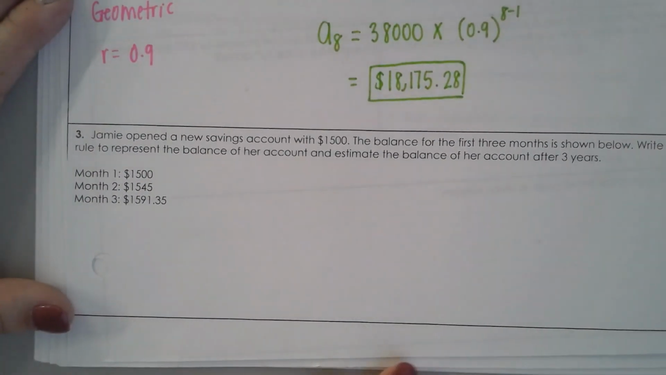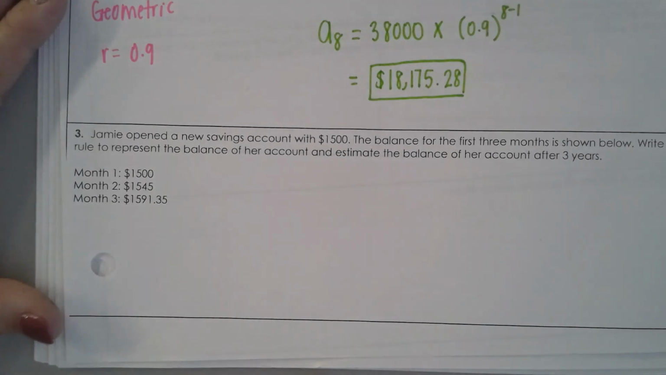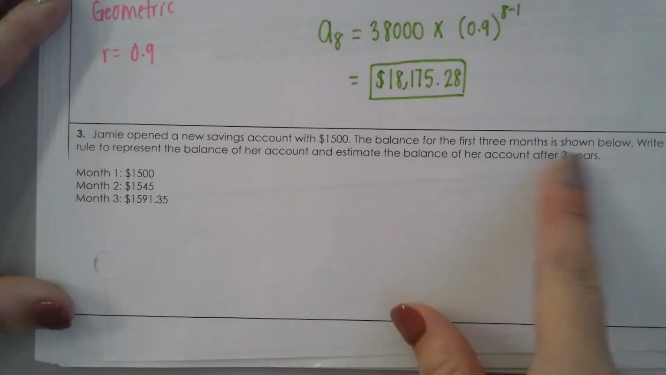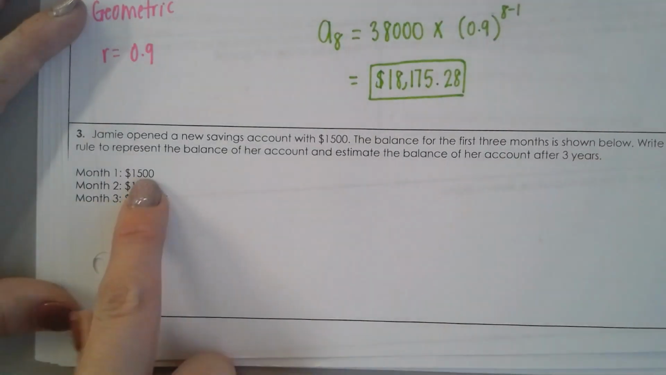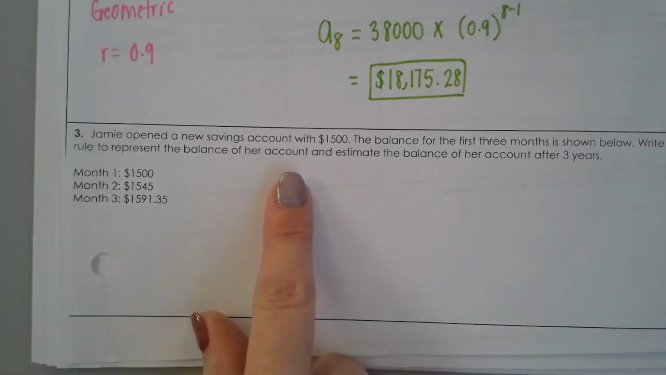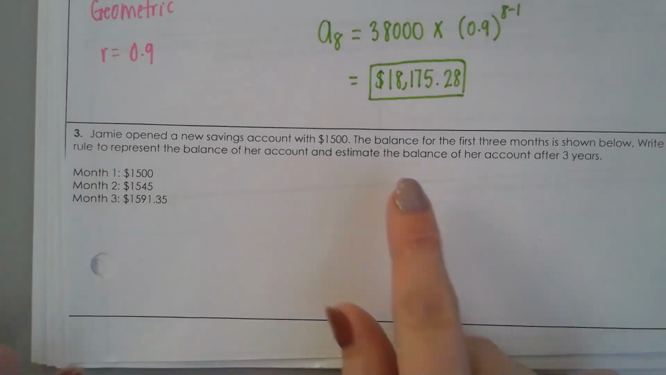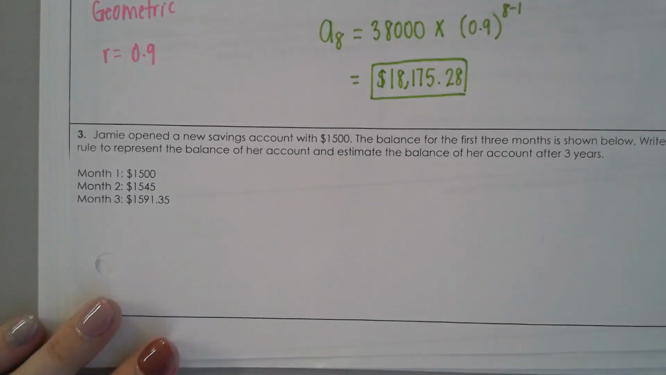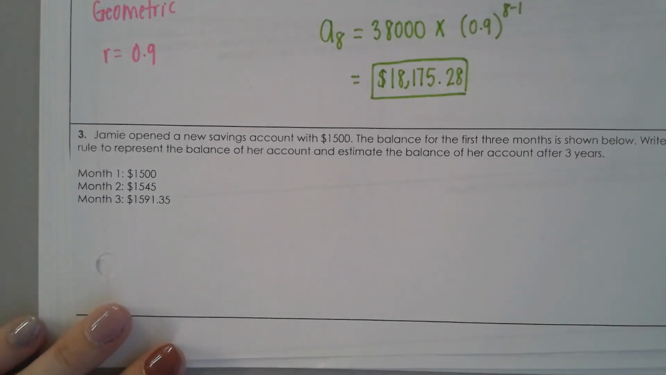Number 3, Jamie opened a new savings account with $1,500. The balance for the first 3 months is shown below. So here's our first 3 terms. Write a rule to represent the balance of her account. So we are going to write out the generic formula and estimate the balance after 3 years. So look at your numbers. Am I adding the same thing every time, or am I multiplying by the same thing every time?